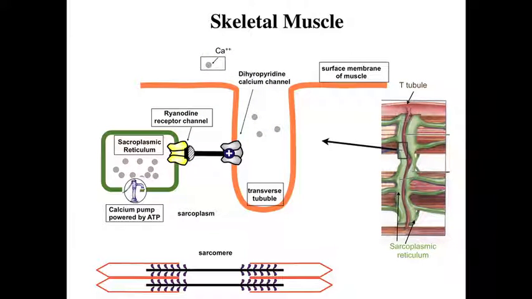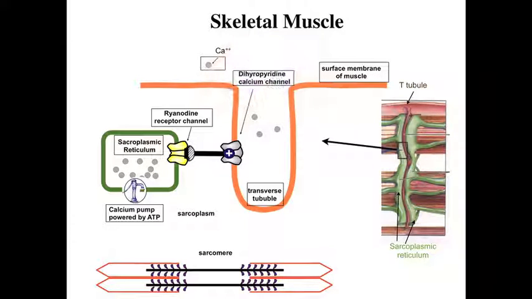Then there is the ryanodine receptor. This is a new element in the story. Ryanodine receptors are embedded in the membrane of the sarcoplasmic reticulum, and when opened, allow calcium to flow from the sarcoplasmic reticulum into the cytoplasm of the muscle fiber, that is, into the sarcoplasm.